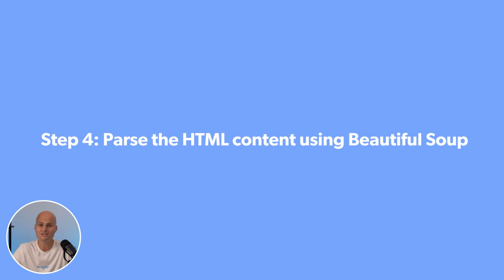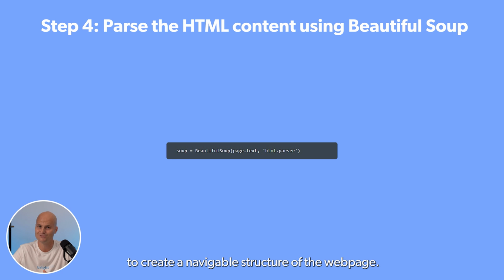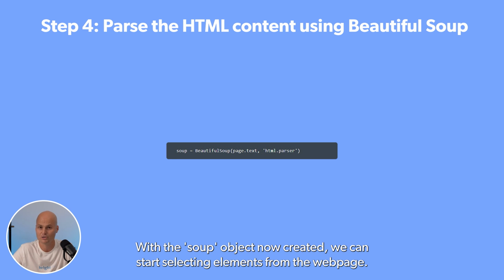Step 4, parse the HTML content using Beautiful Soup. Pass the page.text to the Beautiful Soup constructor as shown here to create a navigable structure of the web page. With the soup object now created, we can start selecting elements from the web page.